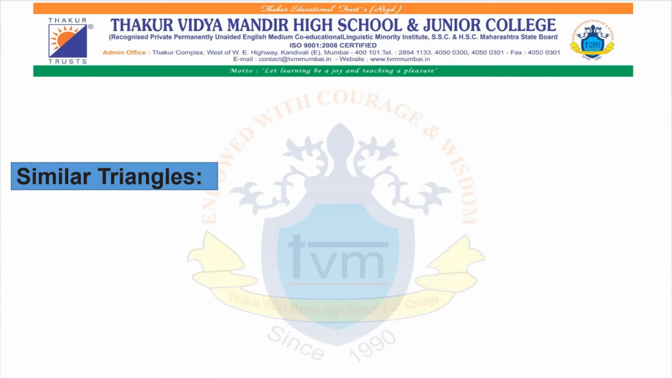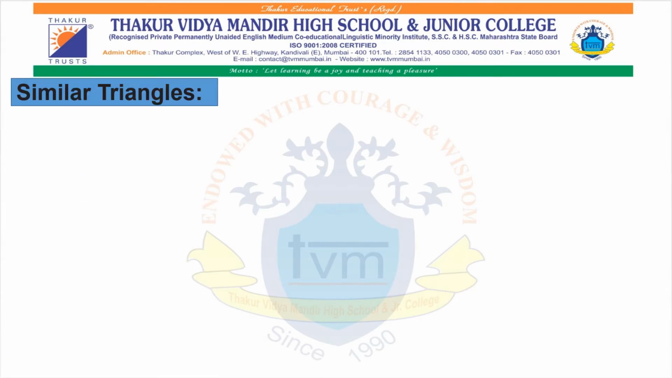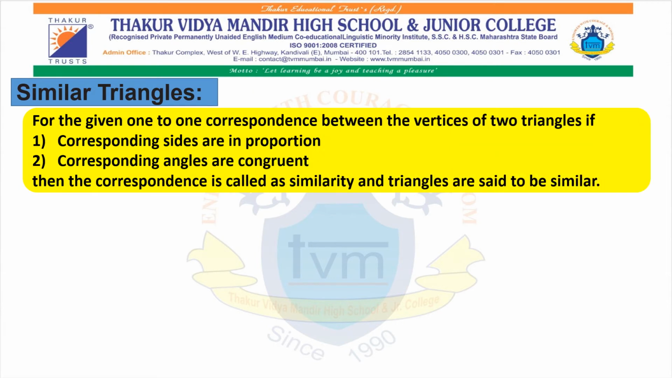Similar triangles. Let us define similar triangles. For the given one-to-one correspondence between the vertices of two triangles, if corresponding sides are in proportion and corresponding angles are congruent, then the correspondence is called a similarity and the triangles are said to be similar.